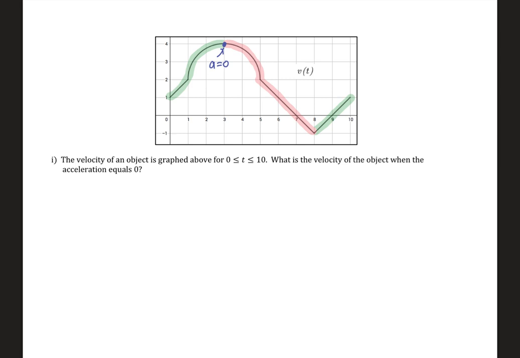So there's only one point, and this is really at t equals 3. So a of 3, when t equals 3, the acceleration is 0. So t equals 3 is the time they're talking about. They ask, what's the velocity when the acceleration is 0? The acceleration is 0 at t equals 3, and then we want the velocity at that time. Since this is a velocity function, the velocity at 3 is just the y value, which is 4.